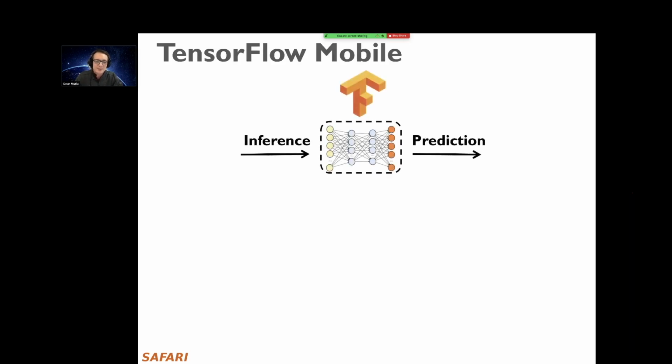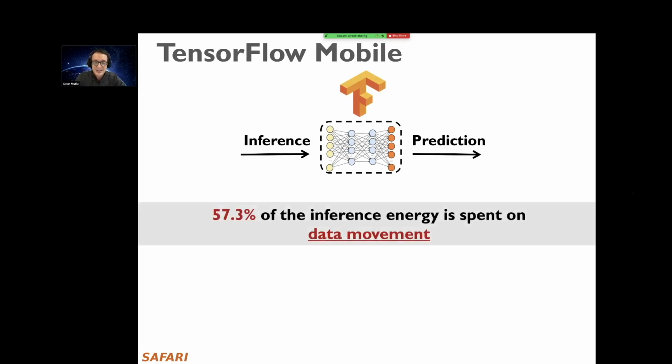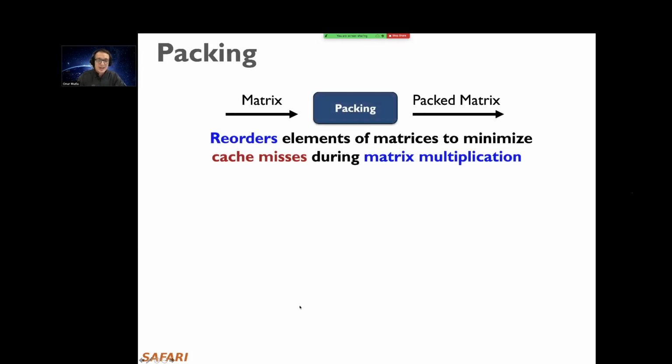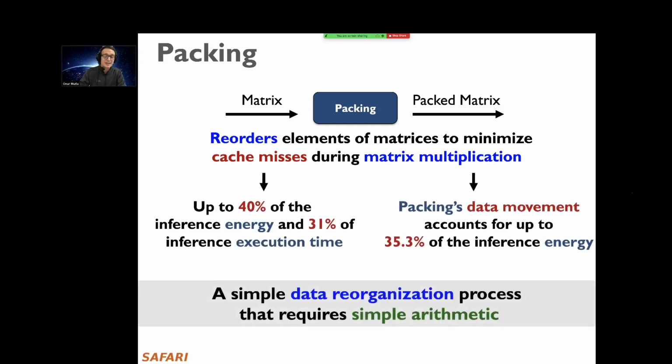I'll pick the example of TensorFlow in this case. Essentially, we looked at DNN inference using TensorFlow and a number of networks, and we found out that more than 50% of the inference energy is spent on data movement, and more than half of it is spent by two functions, packing and unpacking and quantization. And I'm not going to go through these in detail, but packing and unpacking are, you reorganize the elements of the matrix to maximize computation efficiency, essentially. And it's a very simple data reorganization process.